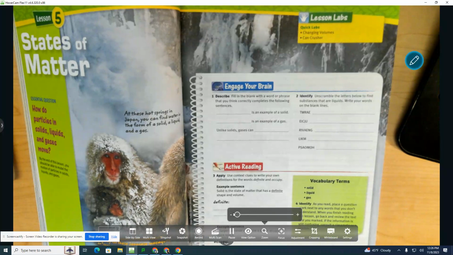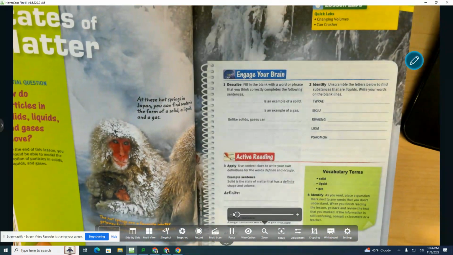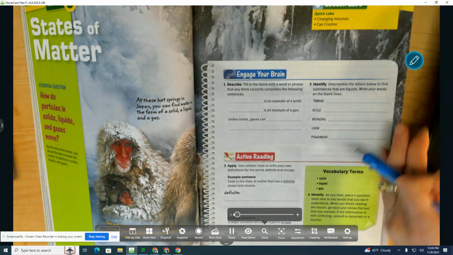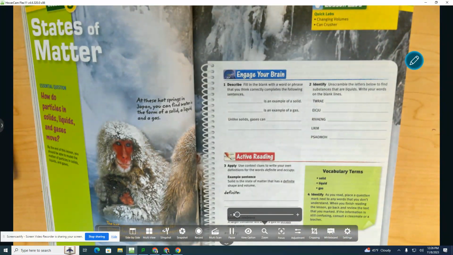So on page 64, as you can see, it is lesson 5, and it is called States of Matter. How do particles in solids, liquids, and gases move? So we've been talking about that. We've done a few investigations. We've done a lab simulation where we saw particles in liquids move. So this is just going to give us some more information along with some vocabulary.